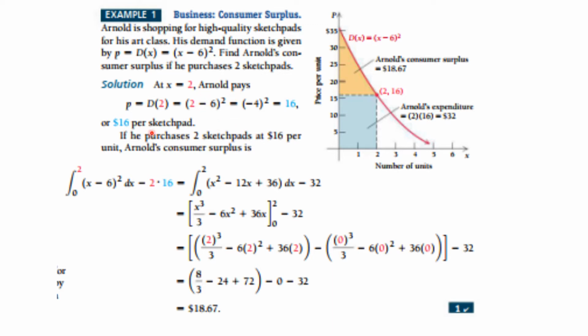So at x equal 2, he pays 16, as we said. So what is his consumer surplus? Well, by our formula, it's going to be the integral from 0 to 2 of (x minus 6) squared dx minus 2 times 16. So we have this definite integral minus 32.